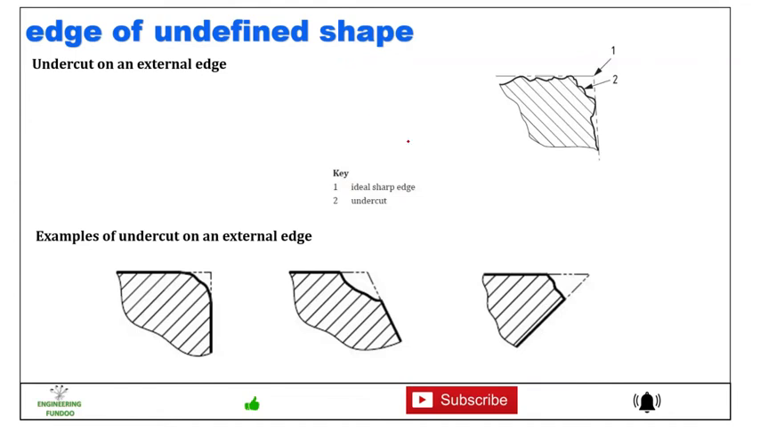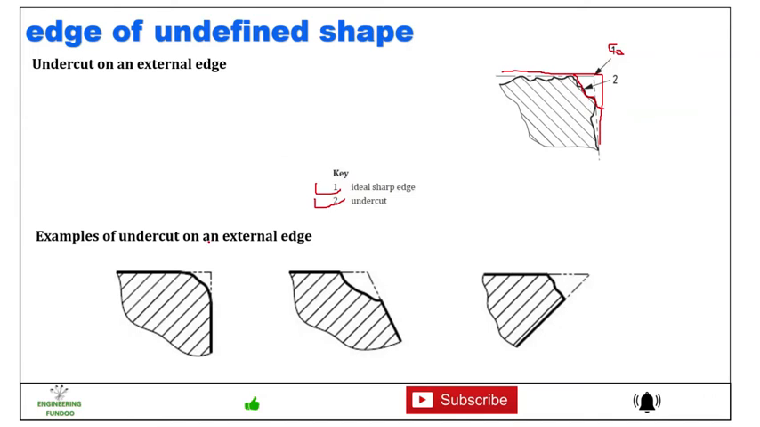One is undercut. So how to represent undercut, or what undercut means. Here you can see the key is ideal sharp edges and undercut. What it means is, you can see here, this is the ideal shape. This ideal shape should be a perfect corner, but this is not the perfect corner, and there is an undercut like this. So this is what we call an undercut.